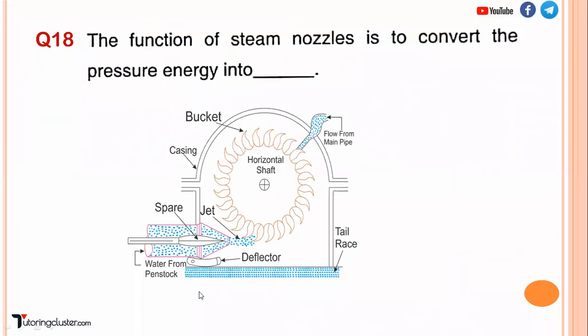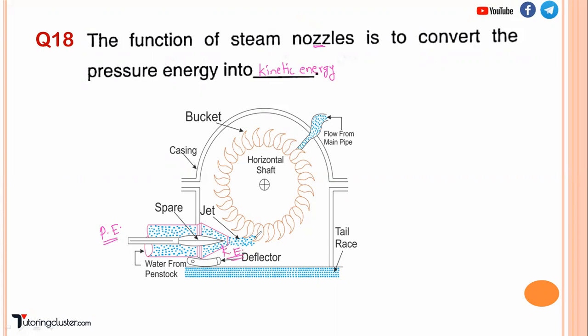The function of a steam nozzle is to convert pressure energy into. A nozzle converts pressure energy into kinetic energy. So this is the nozzle. You have pressure energy, or let's say potential energy, at one end, and you will have kinetic energy at the other.